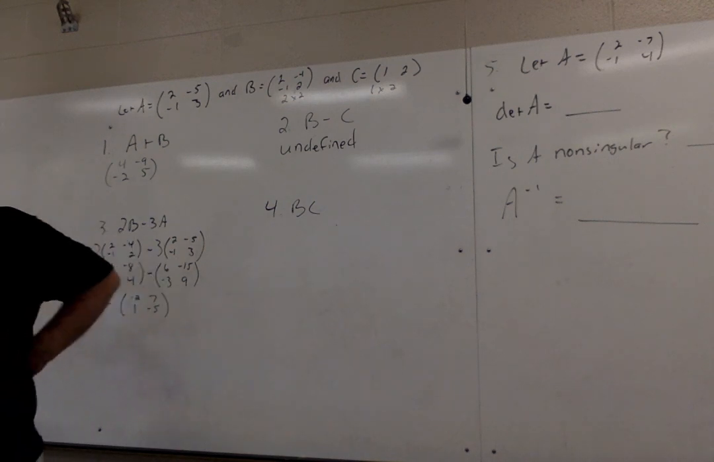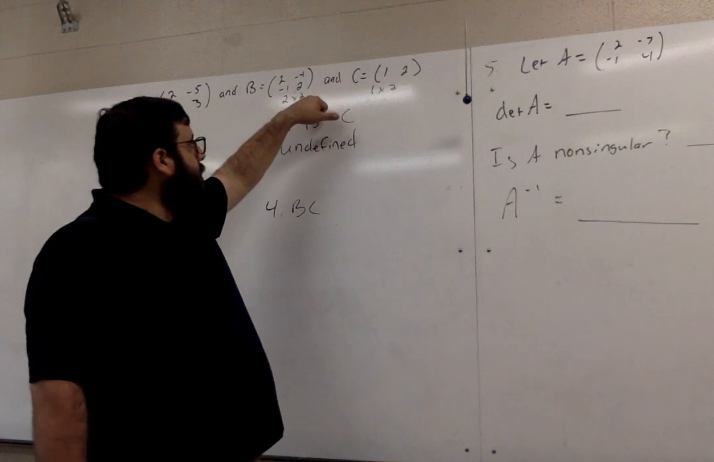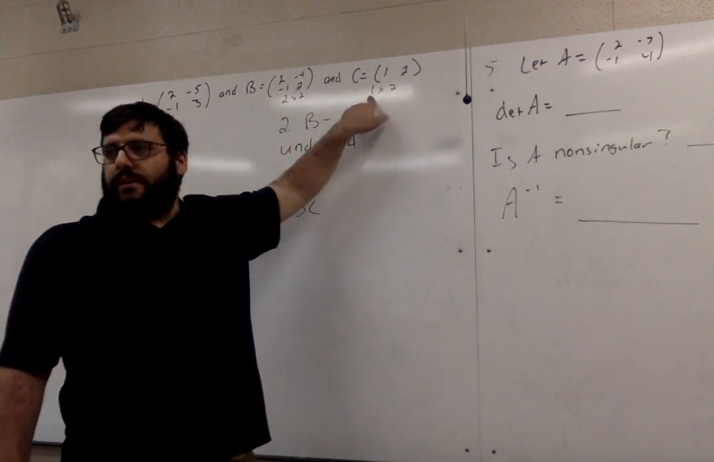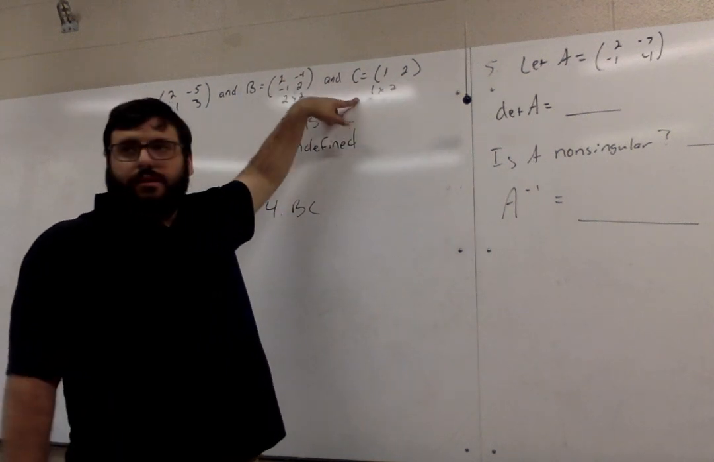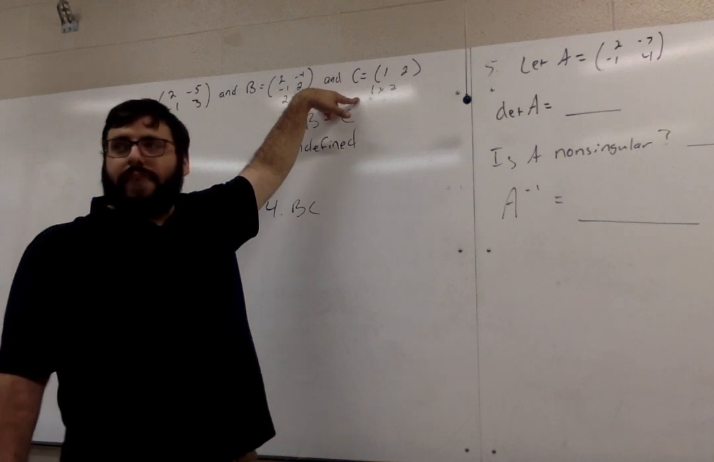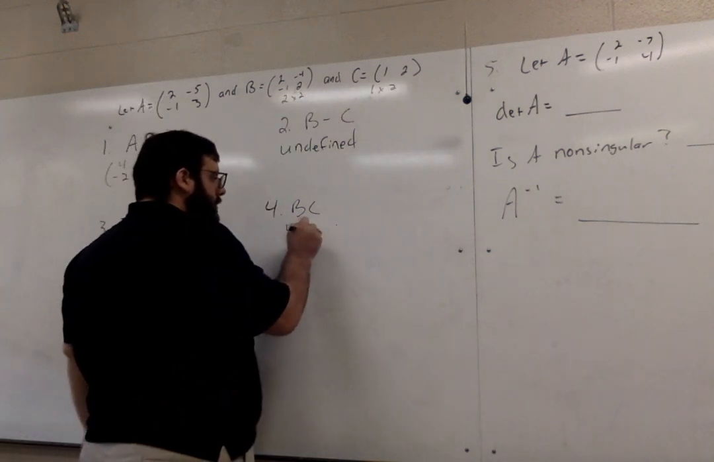Exactly, that's right. Good job. The number of columns here has to match the number of rows here. The inner dimensions have to match. So these two don't match. I can't multiply it. That's also undefined.